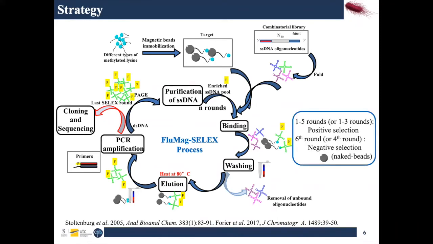And during this process, we did several rounds of positive selection and a round of negative selection with negative beads. As for the positive selection, the selected ssDNA is coated on beads, but for negative selection, what we collect is the unbound oligonucleotides.